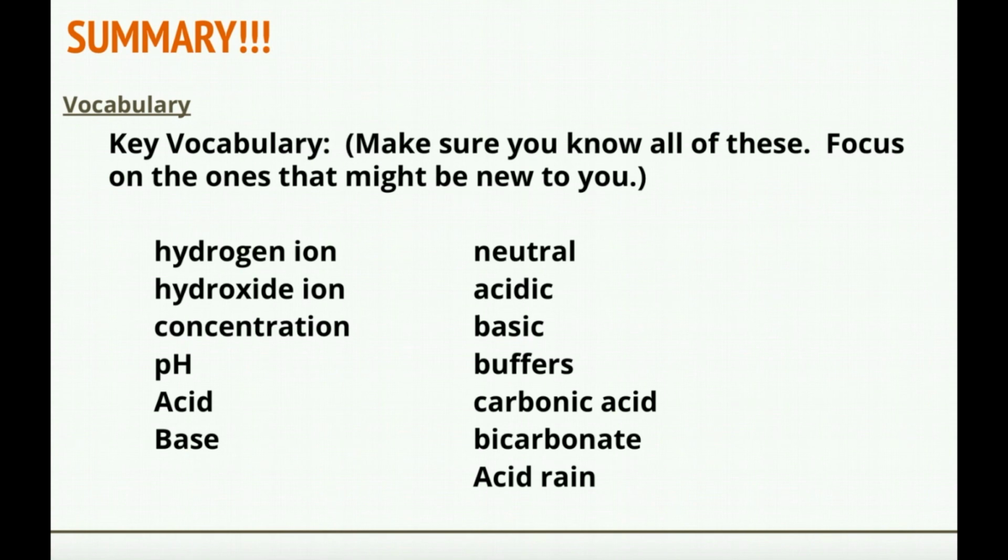One last thing I noticed when I was rewatching the lesson: sometimes I use hydrogen proton instead of the word hydrogen ion, and those things mean the same thing. So hydrogen proton is the same thing as hydrogen ion. FYI, if you were a little confused by when I said hydrogen proton instead of hydrogen ion at the beginning of the lesson, that's why. They're used interchangeably.